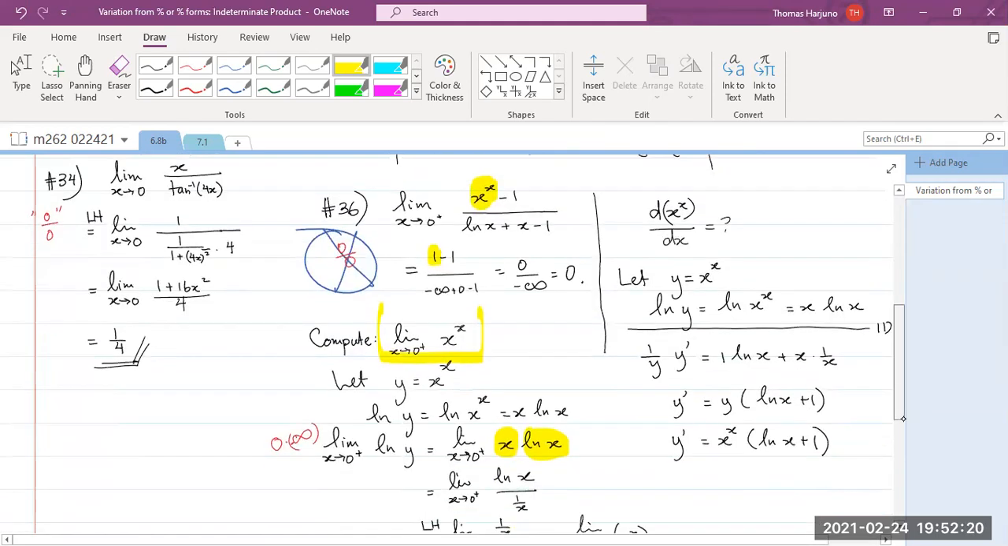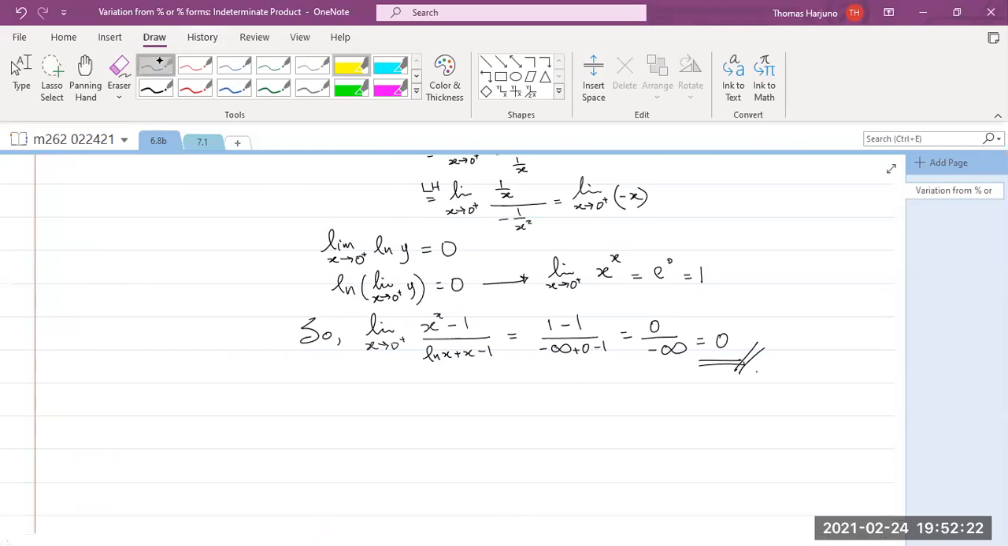Go on further. Number, please tell me which one you want me to do. Otherwise, I'll just keep on going this way. Number 38. You said 40. Number 40, okay. Yeah, number 38 seems to be simple. Number 40.